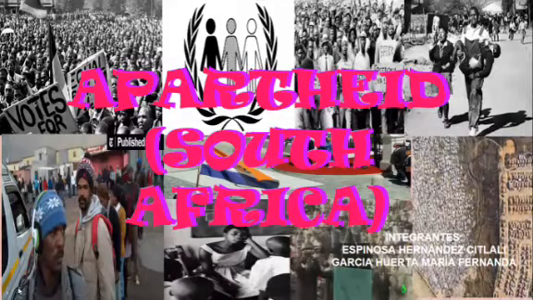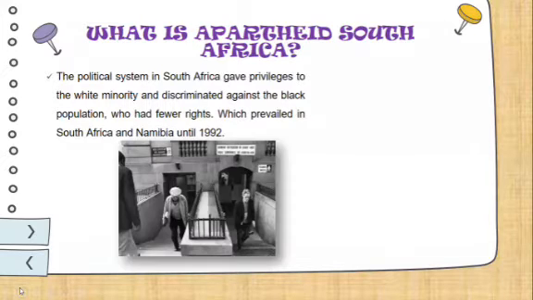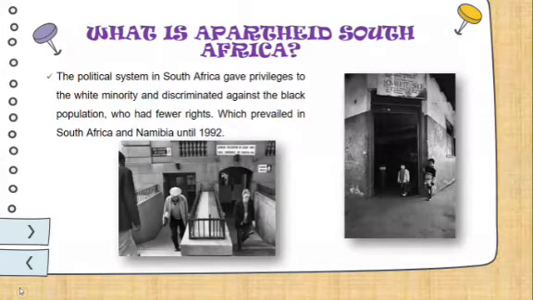We will talk about Apartheid South Africa. What is Apartheid South Africa? The political system in South Africa gave privileges to the white minority and discriminated against the black population, who had fewer rights, which prevailed in South Africa and Namibia until 1992.